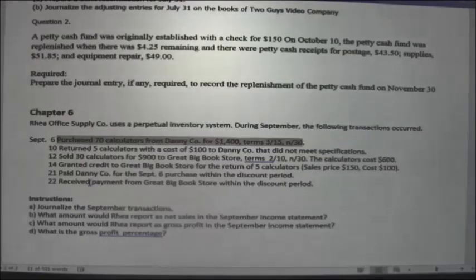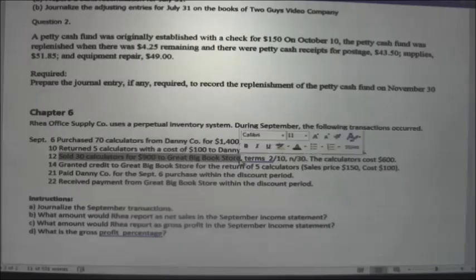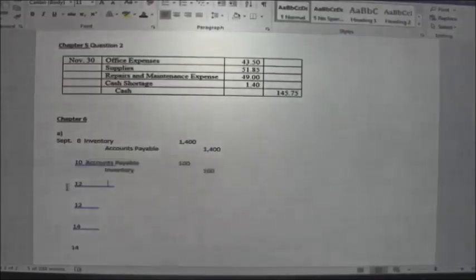On September 12th, sold 30 calculators for $900 to Great Big Bookstore, terms 2/10 n/30. The calculators cost $600. Still the same way, we are making a sale. The terms make no difference to us at this point. The terms matter when we make the payback or we receive the payment. So right now, we are just worried about selling calculators for $900 to the Great Big Bookstore. If we sell on terms, that means we sell on credit. So that means we know that the journal entry will be accounts receivable, sales revenue.